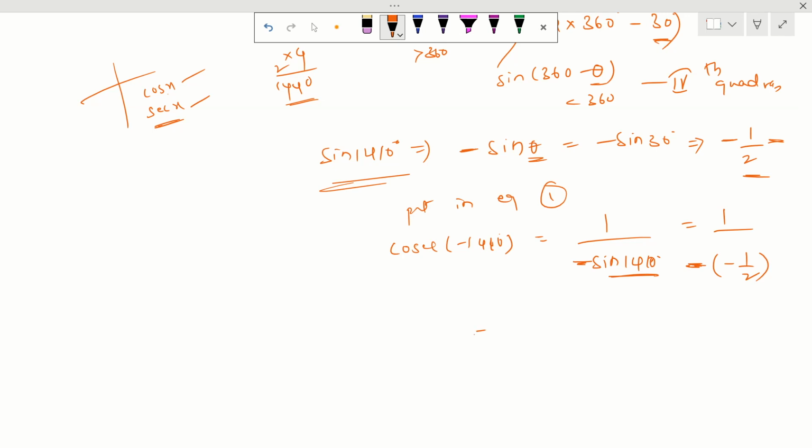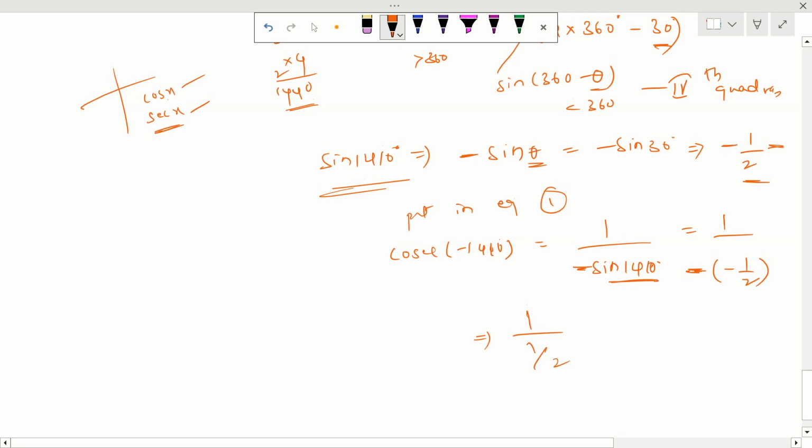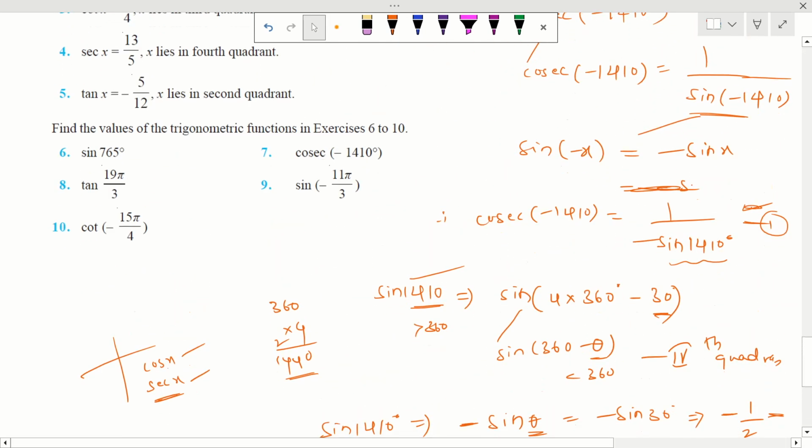Then here minus minus is plus, positive. It is 1 divided by minus into minus, which is positive 1 by 2. So it is positive 1 by 2, therefore the value is 2. If we take this on the top, it is 2 by 1. The value of cosecant of minus 1410 is 2. This one you understood, right?